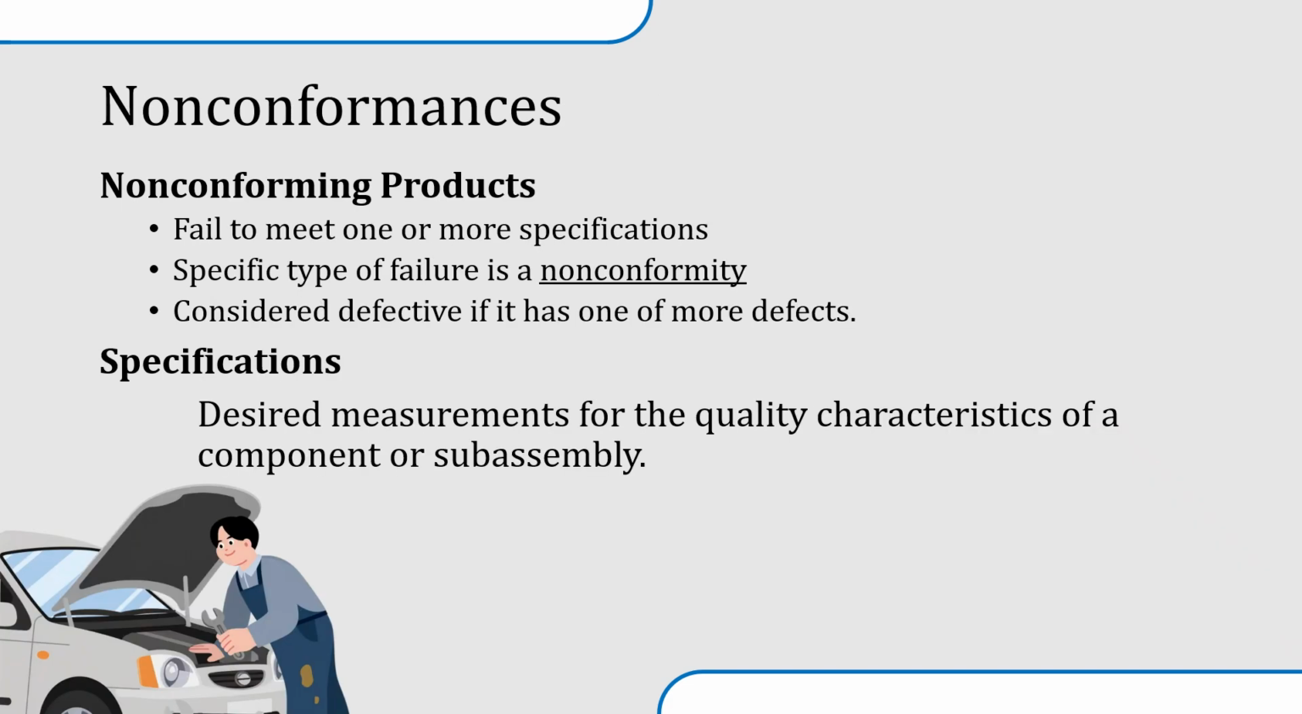And next are nonconformances. Nonconforming parts are failures to meet one or more specifications. A specific type of failure is called a nonconformity, and it's considered defective if it has one or more defects. Specifications are desired measurements for quality characteristics of a component or subassembly. So going back to the previous slide when I talked about the means of measurement, say we had a diameter of 4 to 6 inches, a nonconformance is considered deviating from the drawing if, say, your diameter was for some reason 3.5 inches. That wouldn't be acceptable because that does not meet your design specification.